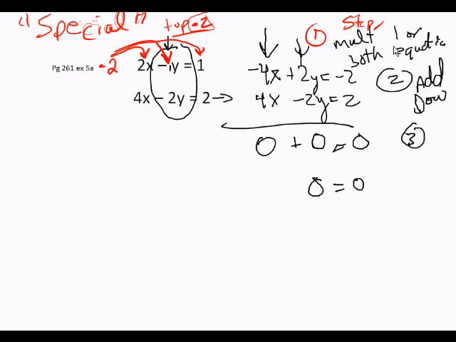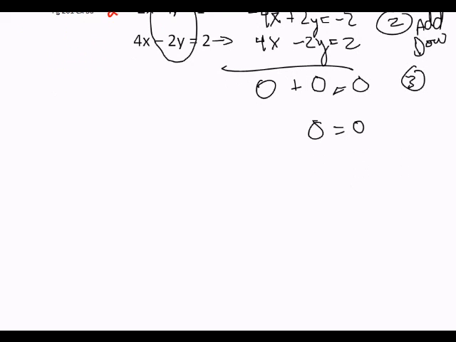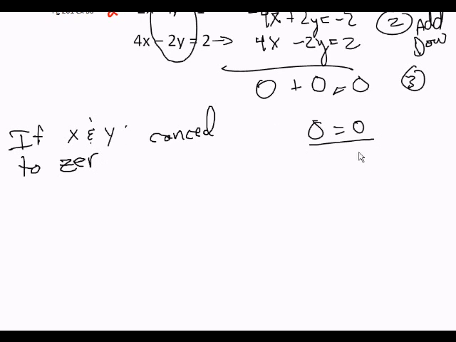Step 3, solve for x or solve for y. Well, I can't solve for x or y because the x and the y's disappeared. So that's why this is a special case. And I'm going to write this down. If the x's and y's cancel out, oh, by the way, 0 equals 0.